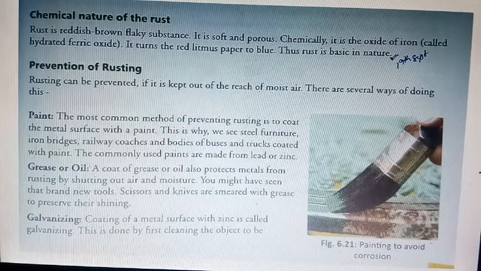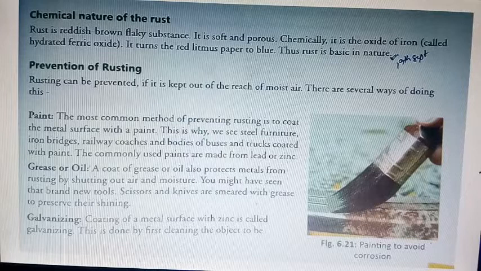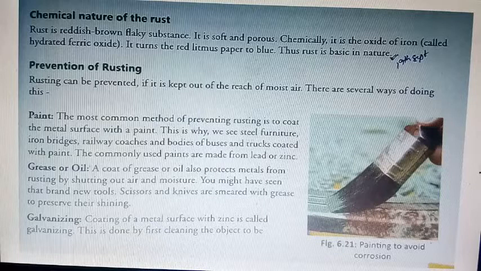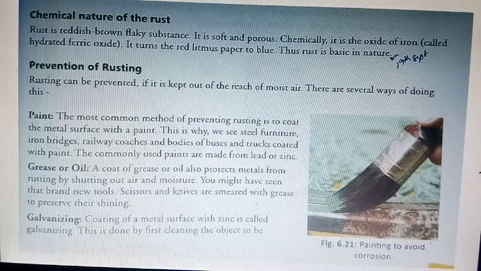Then what are the conditions required for rusting? Water and oxygen, or water and air, you can also say. Then what is the chemical reaction that takes place when rusting occurs? Iron plus oxygen plus water gives rust, or hydrated ferric oxide. What is the chemical name for rust? Hydrated ferric oxide. And what is the chemical nature of rust? It is basic in nature.